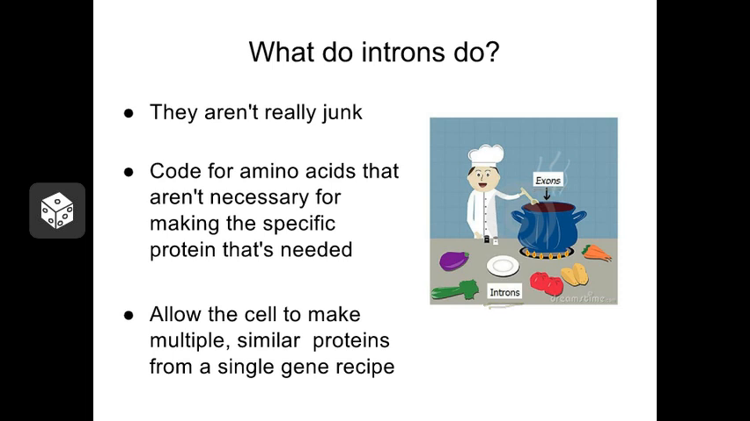And the next time it decides to use that gene, it might snip different introns out so that it can alter and make a different protein the next time. This gives the cell a lot of control, and it allows it to make multiple proteins from a single gene recipe.